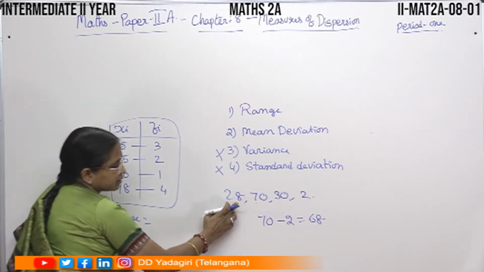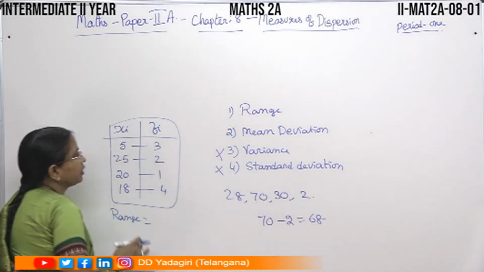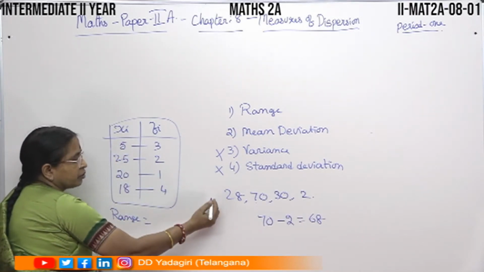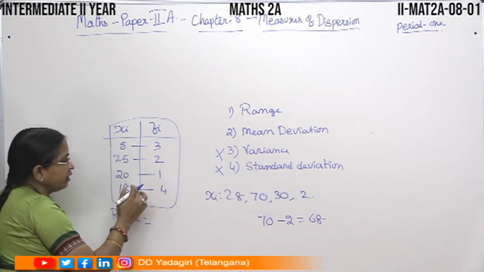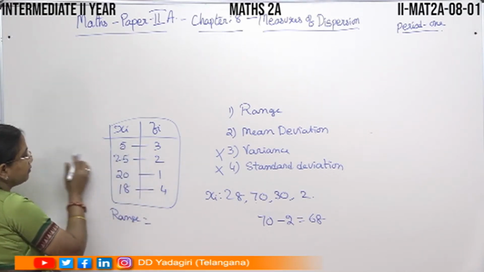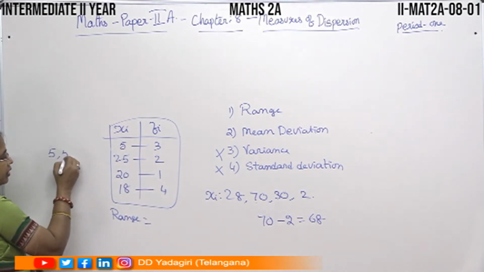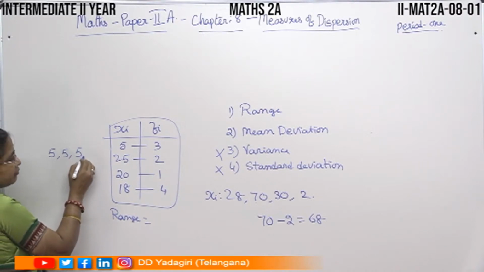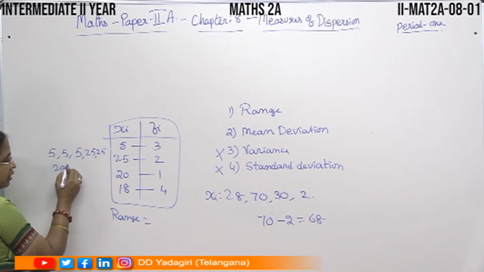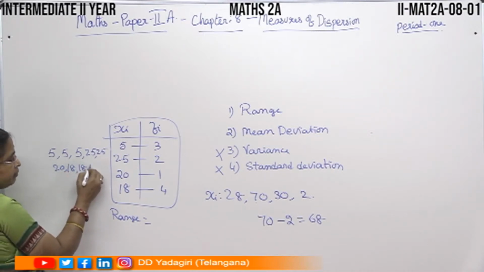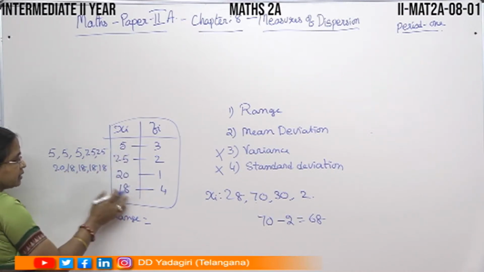These are all xi. This is x1, x2, x3, x4, like that. Raw data are denoted by xi. So here the xi value is 5. When you write this in the raw data form, it is like this: 5, 5, 5, 25, 25, and then 20, and then 18, 4 times. So this data means this.